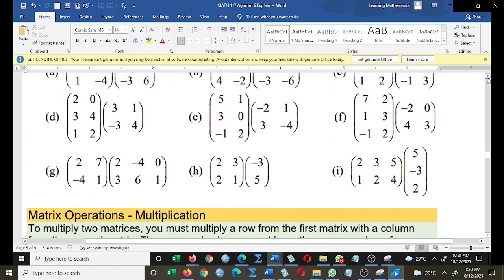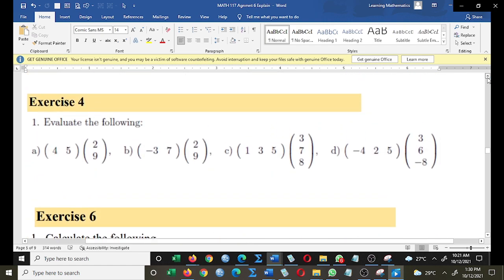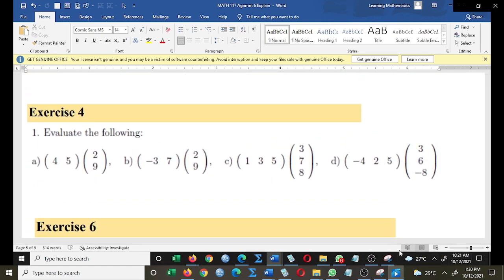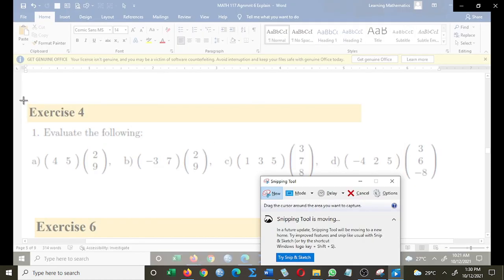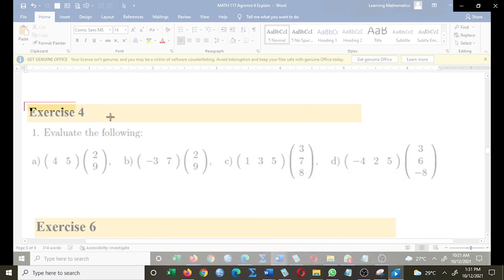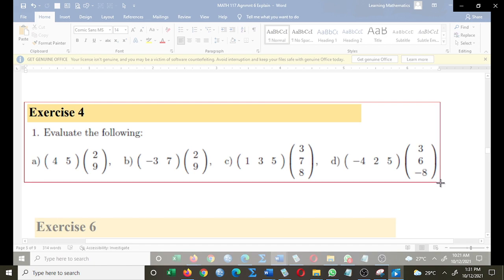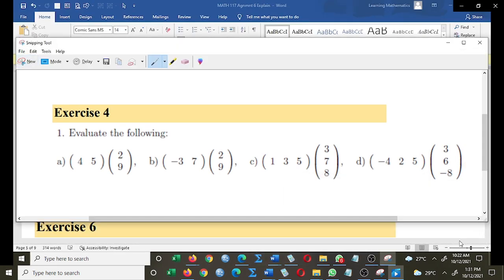Yes, for addition and subtraction, you can only add and subtract matrices of the same size. But with multiplication of matrices, now it is a different ballgame. Now, how it is written in the unit, it is correct. That's one way of looking at it.